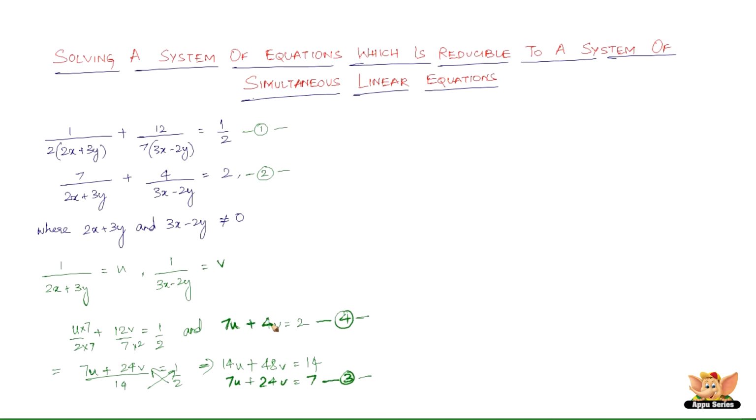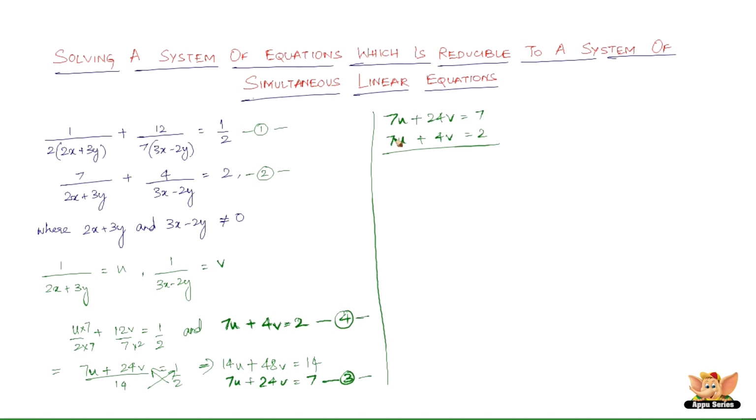7u plus 4v equals 2. So we've reduced it to simultaneous equations: one is 7u plus 24v equals 7 and the other is 7u plus 4v equals 2. You can definitely solve this by any method you want, either substitution or elimination by equating the coefficients. I'm going to eliminate the variables by equating the coefficients.